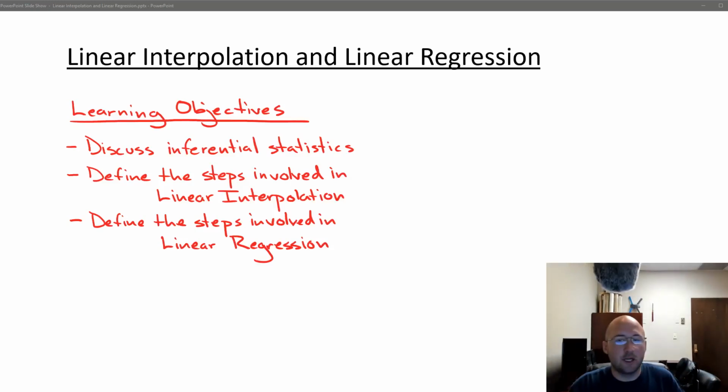All right, so here's our lecture on linear interpolation and linear regression. This is a follow-up to the statistics lecture when we talked about there were summary statistics and there were inferential statistics. So the two inferential methodologies that we'll discuss in this class are linear interpolation and linear regression. They have different uses, so we're going to discuss the difference between the two, and then we're going to get into the meat and potatoes of how to use each one. So let me go ahead and bounce to my next slide.